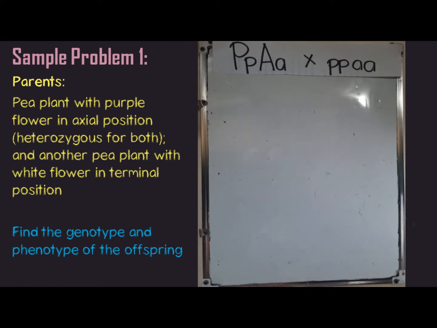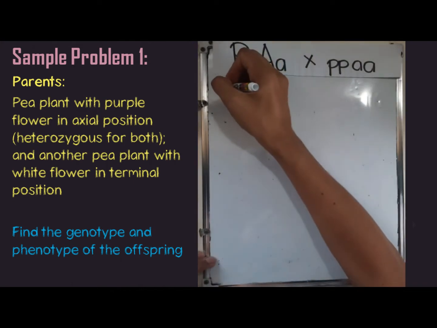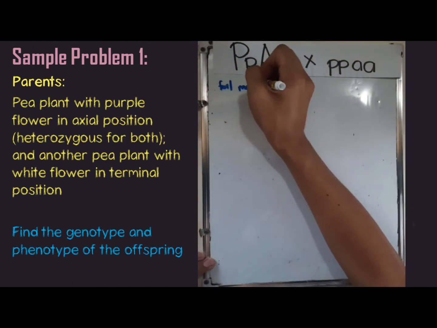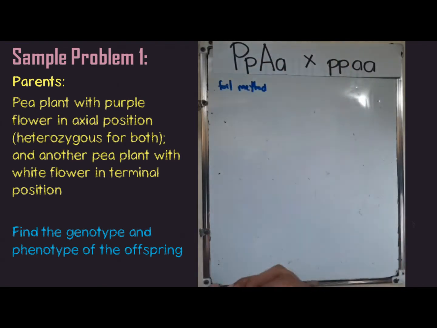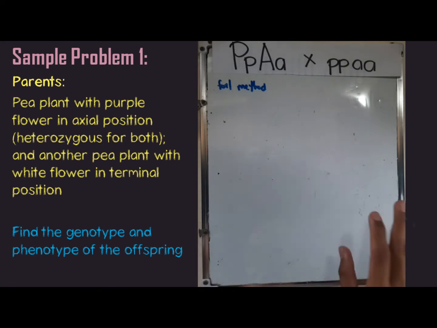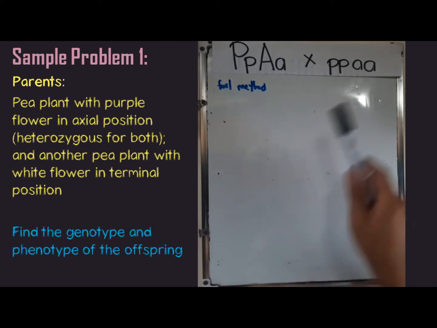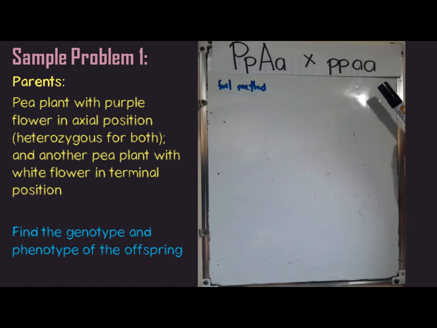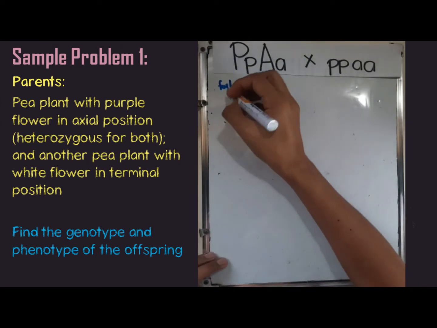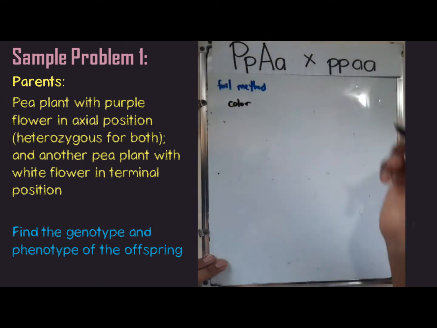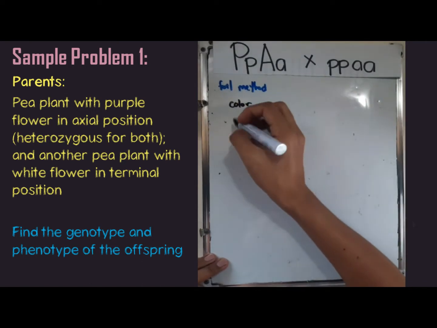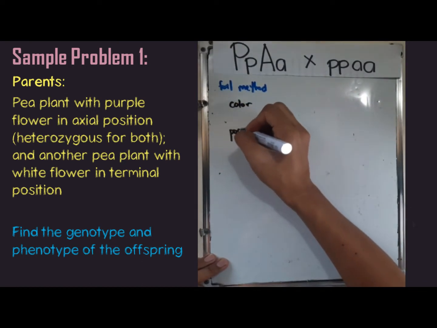Now, the very first thing that we're going to do here is to follow the very first rule, which is known as the FOIL method. The FOIL method is a way of segregating the different characteristics and traits that were presented in this type of test cross. According to this problem, we have two traits. The first trait is the flower color, and the other trait is the position of the flowers.